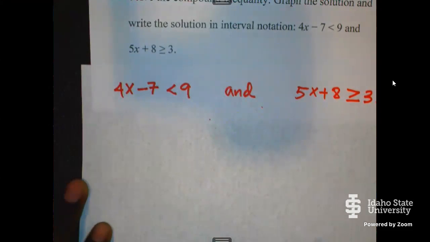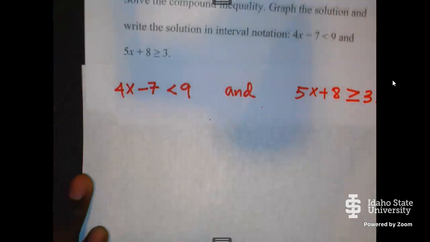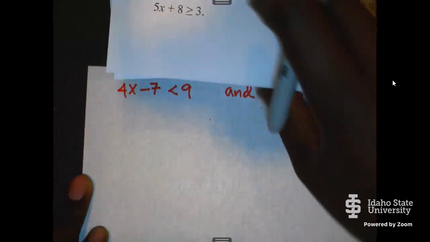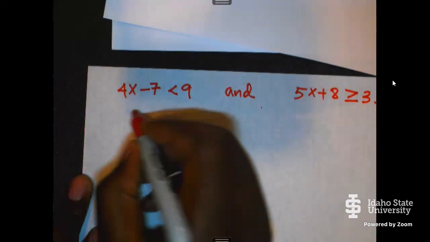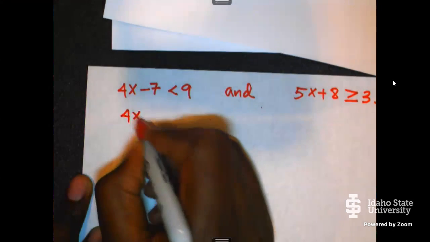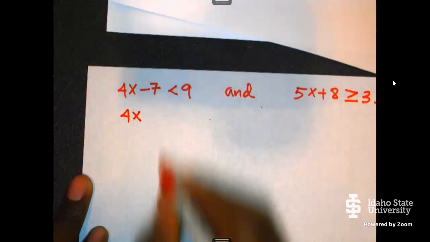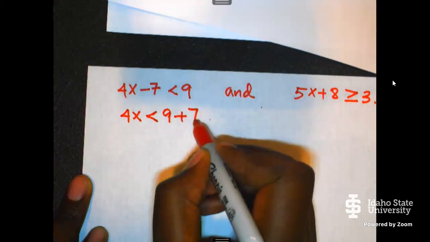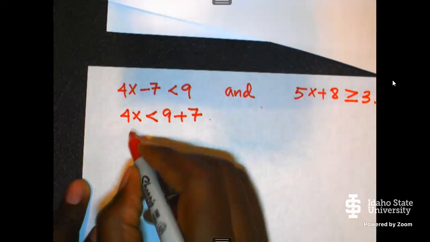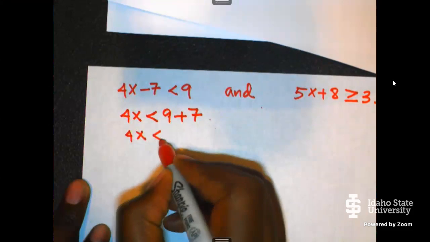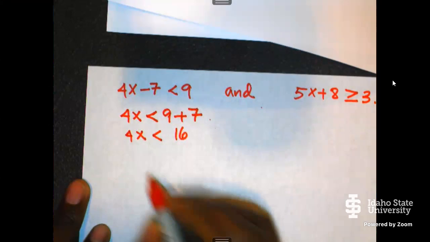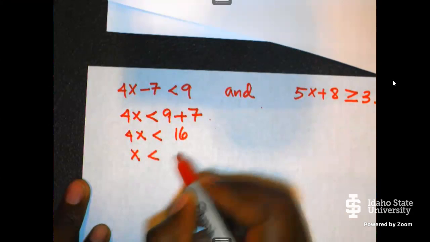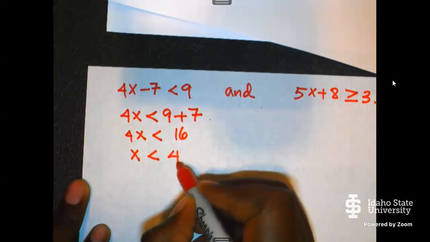Okay. So we solve this. So we solve 4x minus 7. So that is 4x less than 9 plus what? 7. So 4x is less than 16. So x is less than 4.